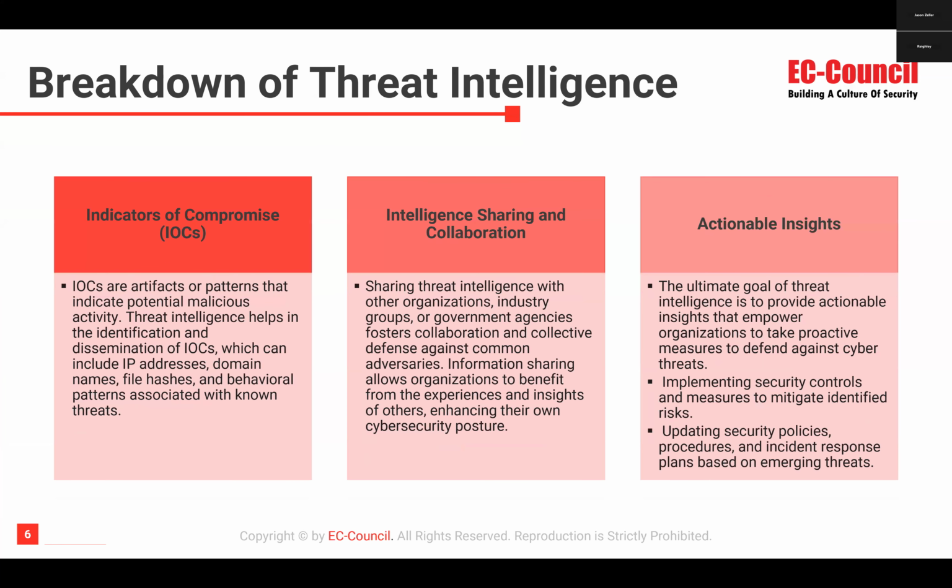But the whole idea behind threat intelligence is these IOCs. And we talked about that one before. Those indicators of compromise are artifacts or patterns that indicate potential malicious activity. And that threat intelligence is going to help you in identifying them and then disseminating them, which can include things like IP addresses, domain names, file hashes, et cetera. A simple way of looking at it, it's an RSS feed of all the stuff that's going on live in the real world. All right, that's a simple purview of threat intelligence.